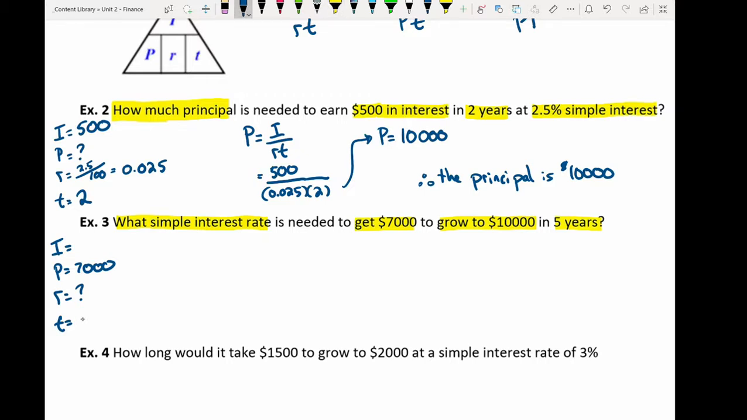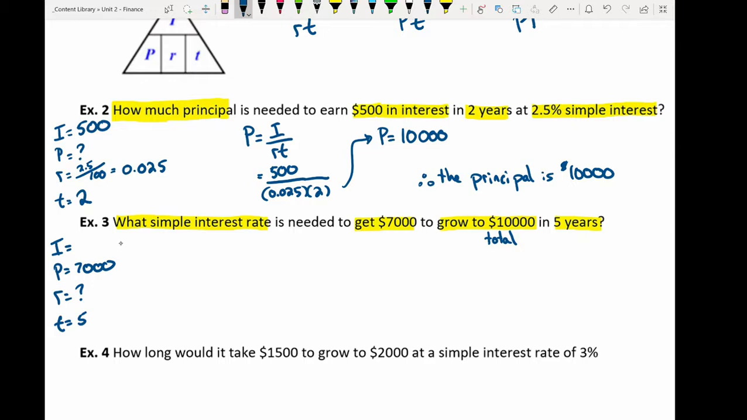So I'm going to write down the easy one. Time is 5 because it's 5 years. But for $10,000, it doesn't say that the 10,000 is interest. What it sounds like is that the 7,000 is going to grow to the 10,000, which makes the $10,000 in the question the total amount. Go back to our notes, or the last page. The total amount is the principal plus the interest.